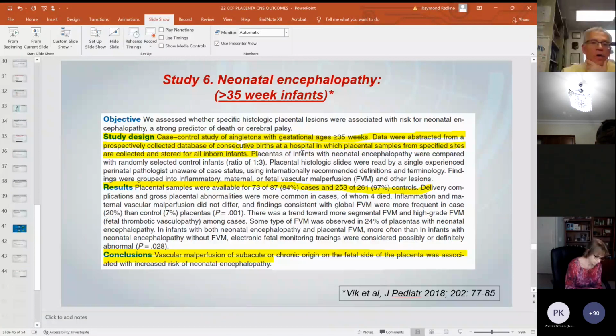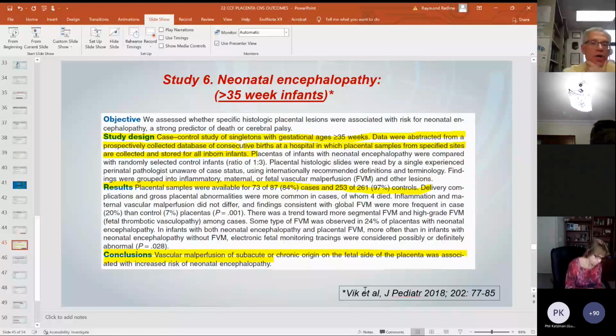So the final thing I wanted to show you is another study, which was done much later, and we published this in 2018 with some collaborators from Norway and Montreal. And the placentas were all from a single hospital in Montreal, where they did pathology on every single placenta. So in this case, we did have a true control group. The outcome was neonatal encephalopathy. And the placentas were available on 84% of the cases with neonatal encephalopathy and 97% of the controls. So theoretically, all were submitted, but there were some that were missing.